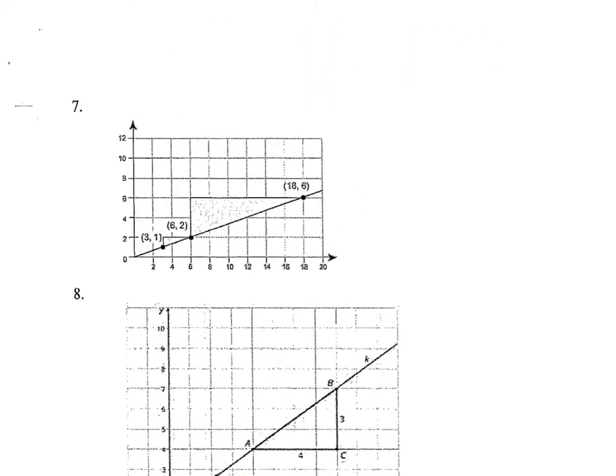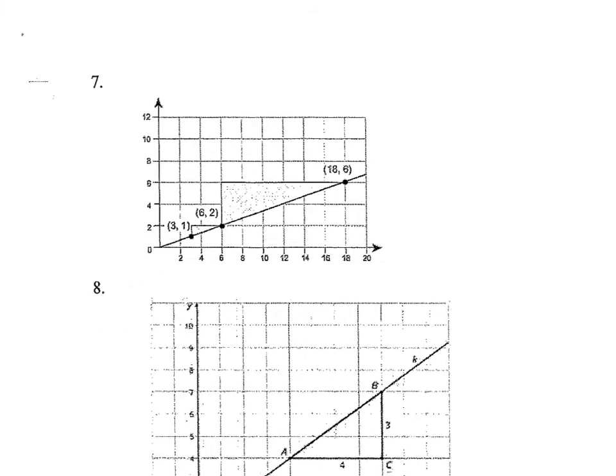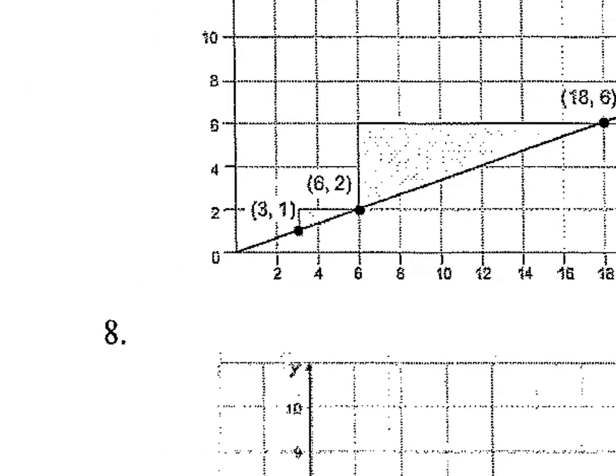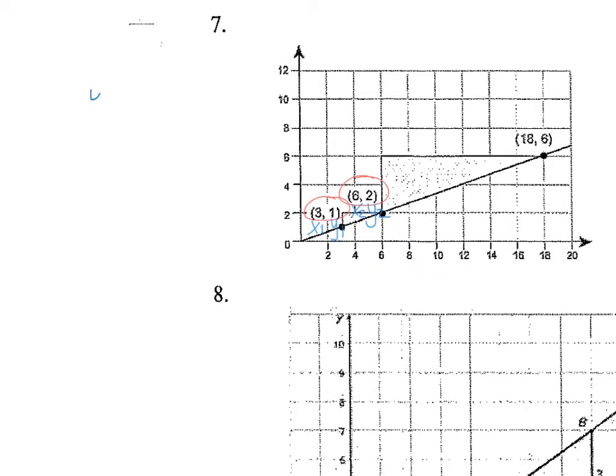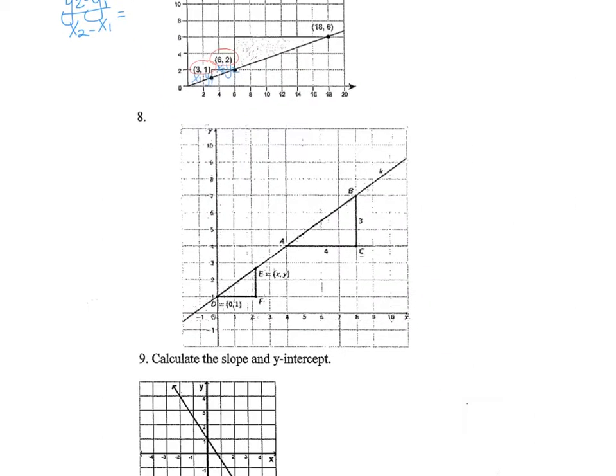On number 7, they gave you points, so I would use the 2 smaller ones so then you don't have to reduce, and label them however you want. If you want to do X1, Y1, X2, Y2, that is totally fine. Use your formula, and that'll get you your slope.